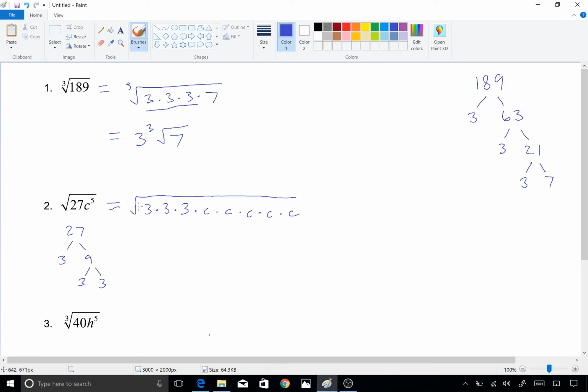And because it's a square root, we're looking for groups of 2. We have a group of 2 3's, a group of 2 c's, and another group of 2 c's. And then what's left is a 3 and a c. So what we have is 3c squared, square root 3c.